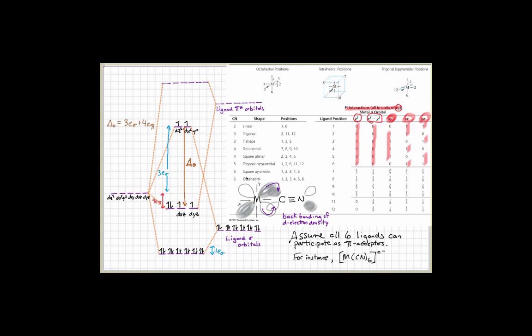Okay, so for this complex, now our ligand field splitting energy is equivalent to 3 E sigma plus the additional lowering of these d orbitals by 4 E pi.